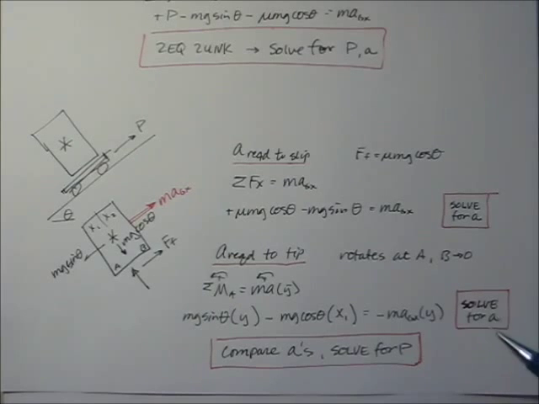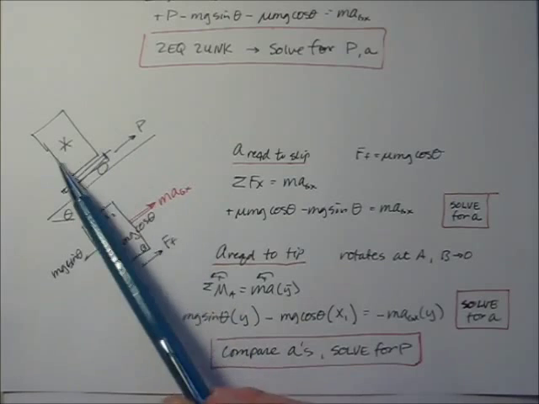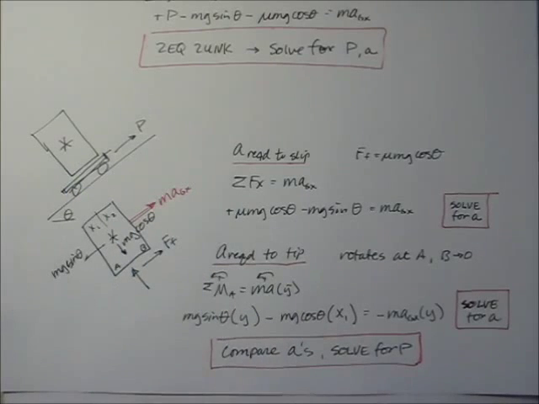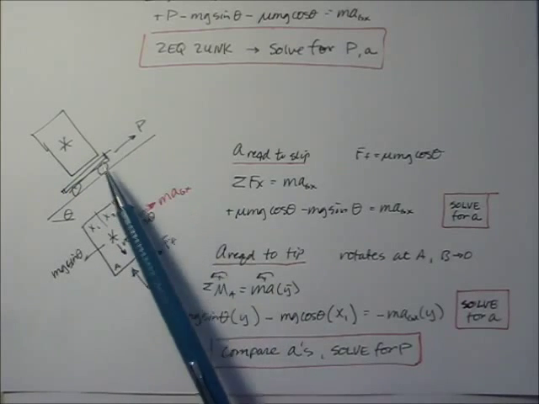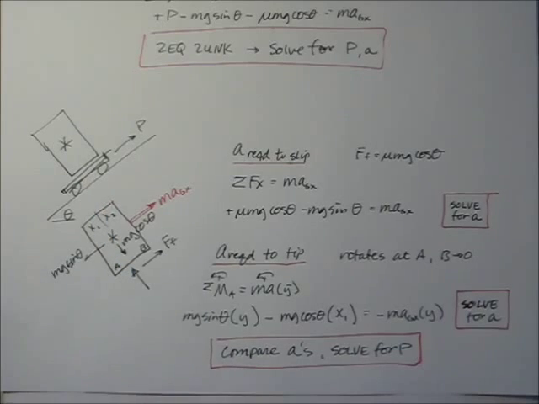Once I find the acceleration, then I can go back to this scenario and say sum of the forces in the x is equal to mass times acceleration x. Taking the mass of both the cart and the box into account, I can find out what the maximum P would be.